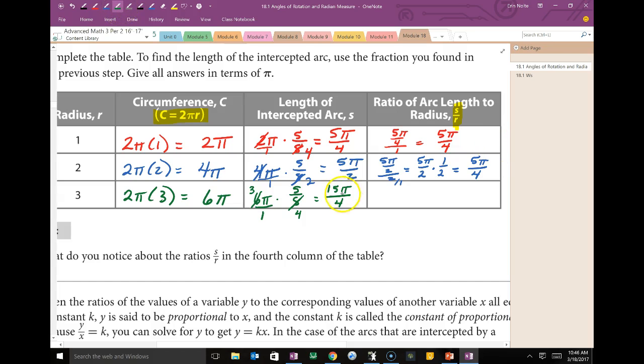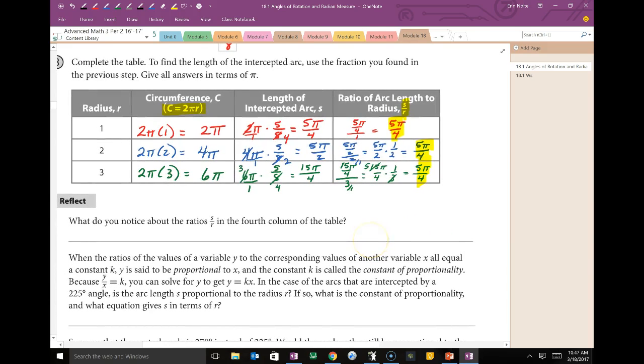So the last one, if I take my s of 15 pi over 4 and divide that by 3, or 3 over 1, that would be the same as 15 pi over 4 times 1 over 3. And I can say 15 and 3 can be reduced. 3 goes into 15 5 times. And 5 pi times 1 is 5 pi over 4. And I hope you notice something. All of these ratios are the same. And maybe what you've figured out at this point is these are the radian measures.